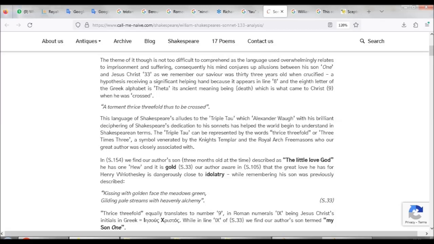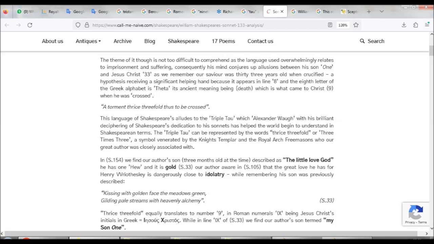Okay, I'll stop there. The thing is, many people already know that in the Greek alphabet, 888 and Jesus Christ are linked in Gematria. If not, you can search it online. So they say that Jesus Christ was crucified in AD 33 at the age of 33. And when one examines Shakespeare's Sonnet 133, this is amongst the analysis. It says: a torment thrice threefold, thus to be crossed.